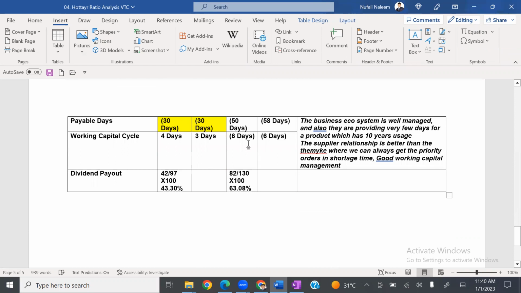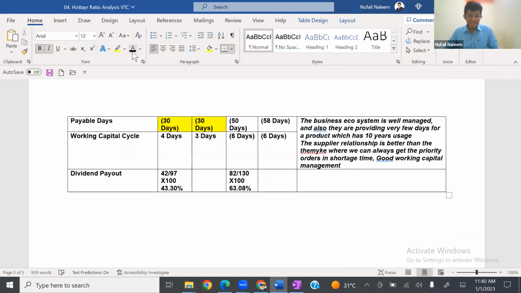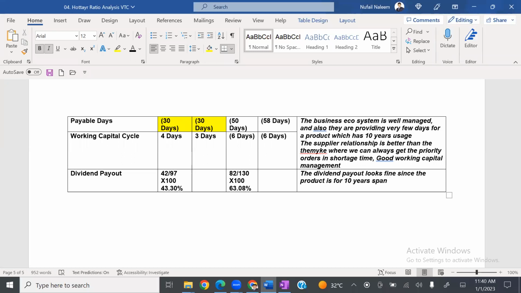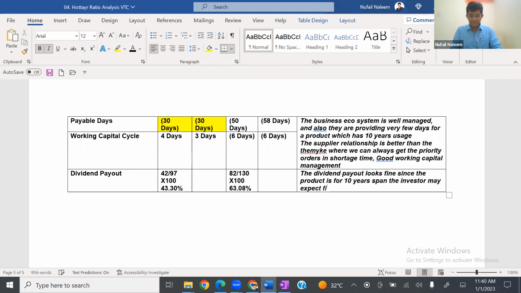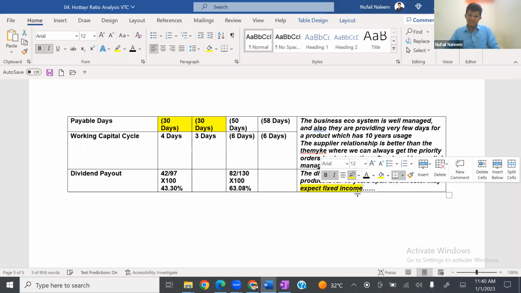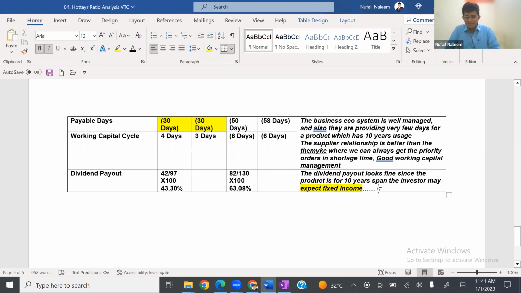And finally, the dividend payout. The dividend payout looks fine since the product is for a 10 years span. Correct, Anushka? Yes, sir. The investors may expect fixed income. Correct or not correct, Anushka? Yes, sir. When your product is very stable, having like 10 years lifespan, then a fixed income model must be used to attract your investors, because they will be happy when they are getting that money on time.